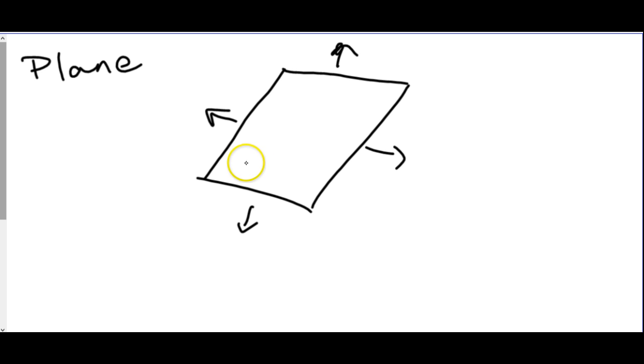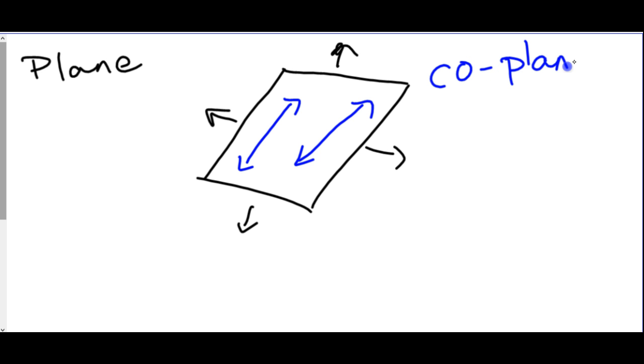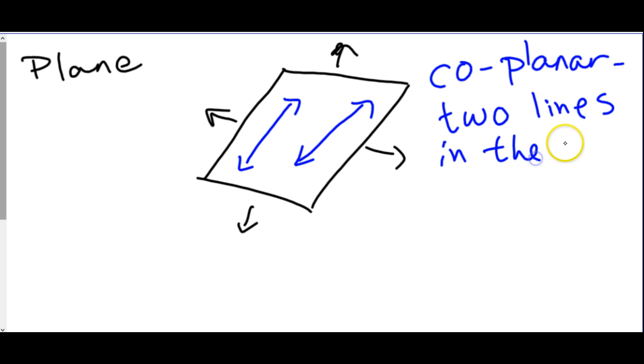So if we had something that's coplanar, that means they're both in the same plane. Coplanar, two lines in the same plane. And it really doesn't have to be lines. It could be any object. Two points in the same plane. Two rays in the same plane.